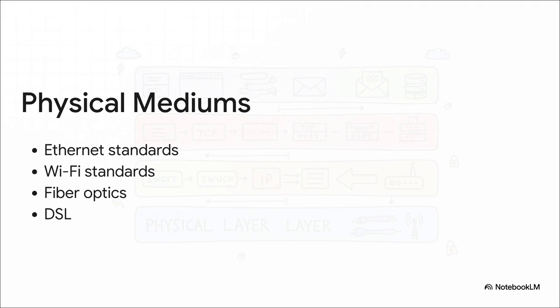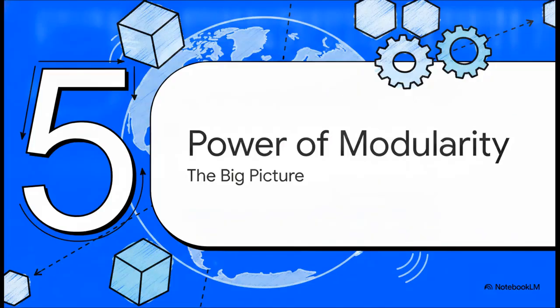We're talking about Ethernet and Wi-Fi physical standards, fiber optic cables, and DSL lines carrying those raw bits. A quick fun fact, fiber optic cables transmit data using light pulses that travel at roughly 70% the speed of light. It's literally the physical wire plugged into the wall or the actual radio frequencies beaming through the air right to your device.